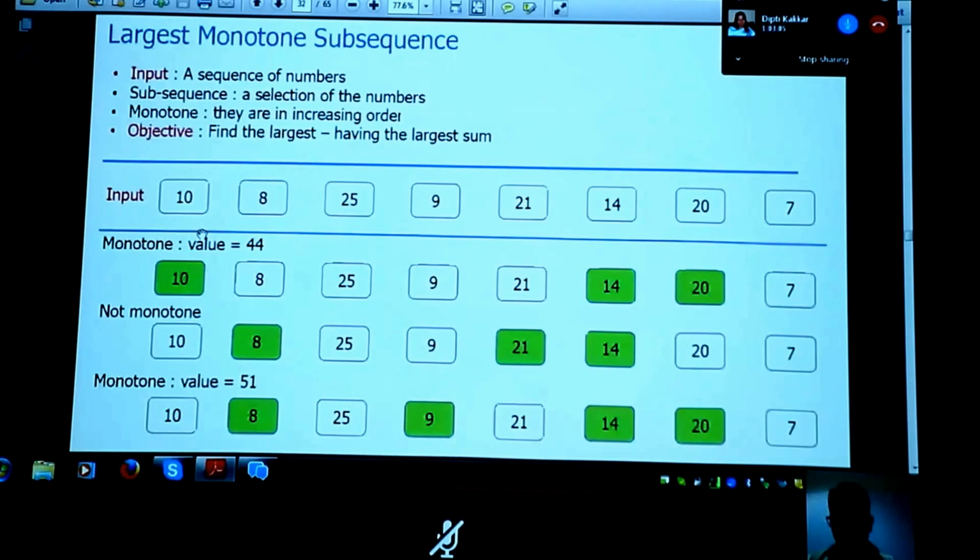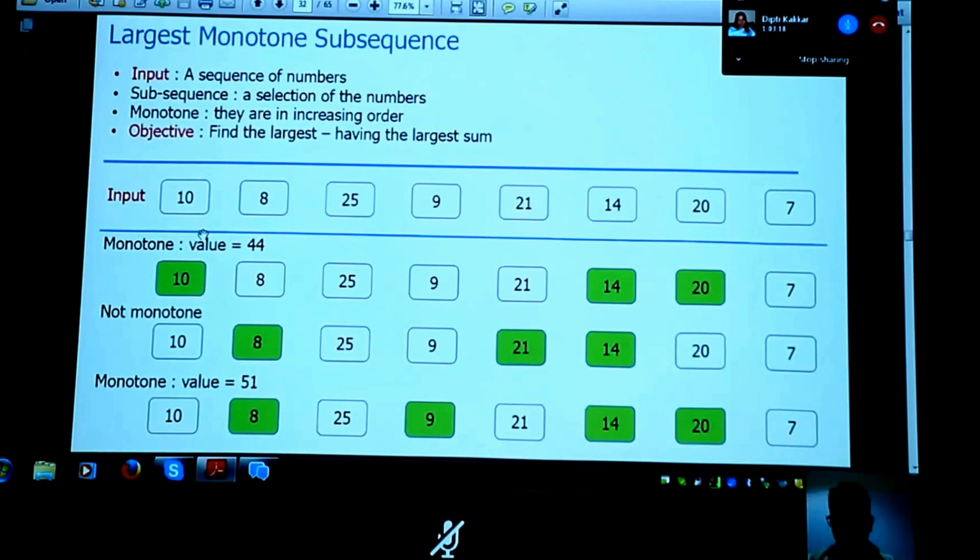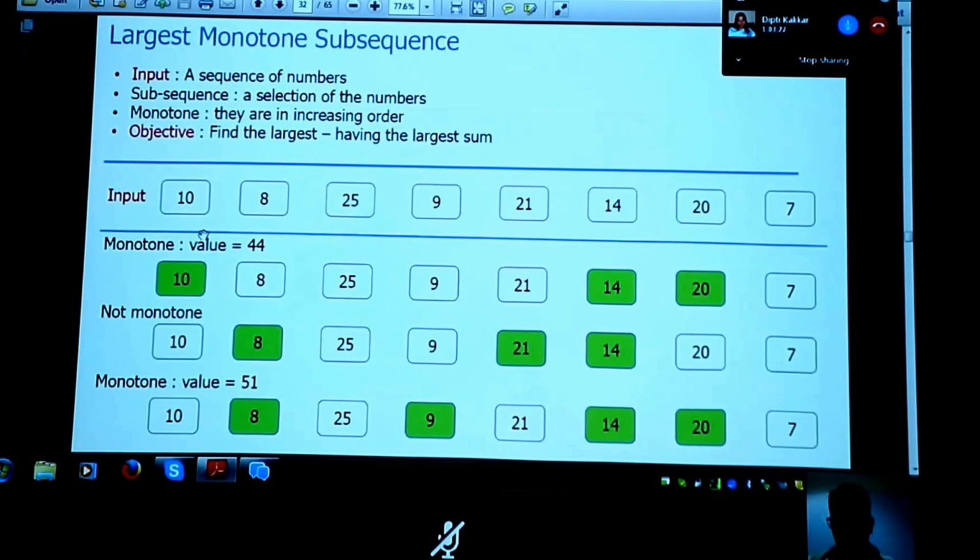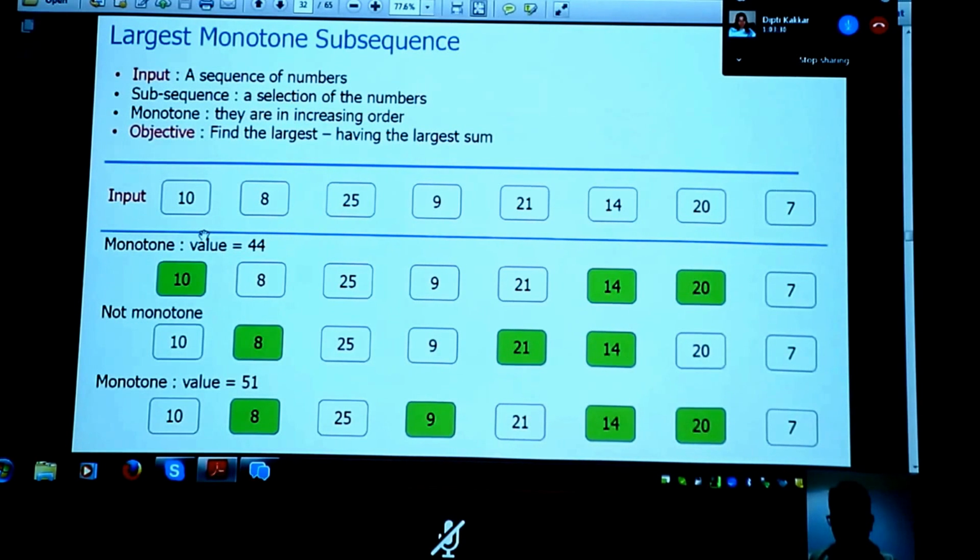You are given a sequence of numbers, and a subsequence is a selection of numbers. So from that sequence, you choose a subset of those numbers, but in that order, right? Then such a sequence, we call it monotone if it is in increasing order, right? And the objective is to find a monotone sequence which has the largest sum. That is the problem. So here is an example.